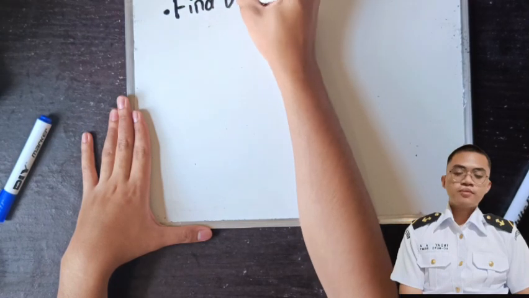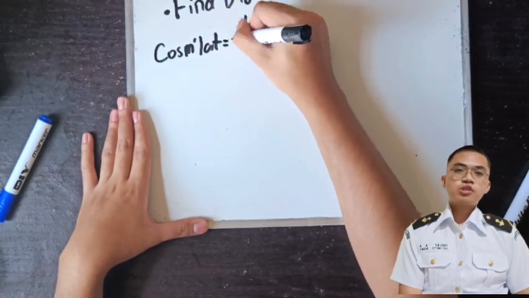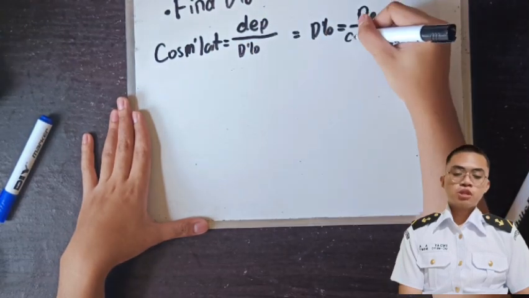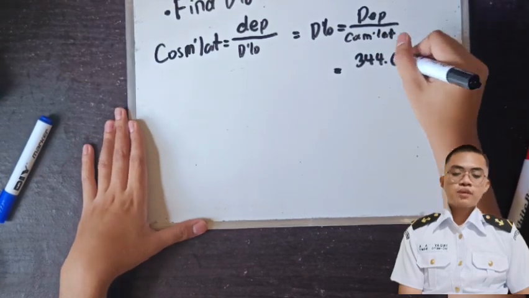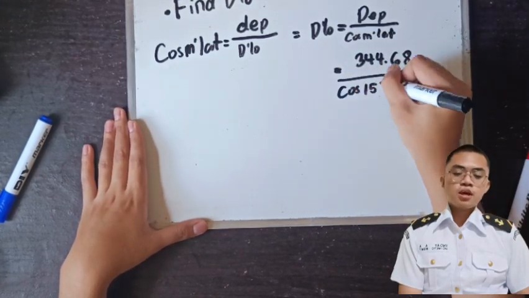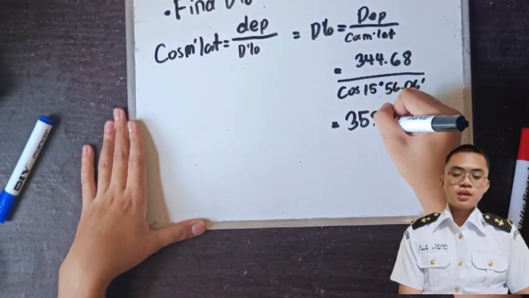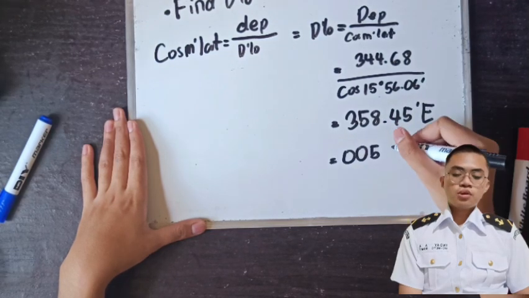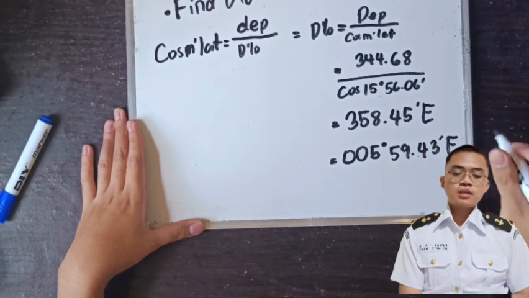Then we must find the departure of longitude by using cos m-lat is equal to the departure over d-long. Changing it into d-long is equal to the departure over cos m-lat. Substituting the variables, we have 344.68 divided by cosine 15 degrees 56.06 minutes is equal to 358.45 minutes east, or is equal to 5 degrees 59.43 minutes east.